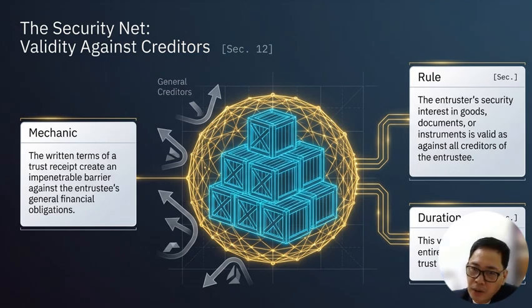What this means in practice: if a merchant or importer, the entrustee, encounters financial difficulties, falls into bankruptcy, or owes money to other parties, those general creditors cannot seize or lay claim to the goods covered by the trust receipt to satisfy their debts. Because the entrustor's security interest is legally prioritized, their claim over the entrusted property remains fully protected against the entrustee's outside financial liabilities.